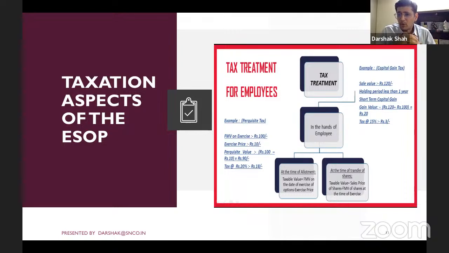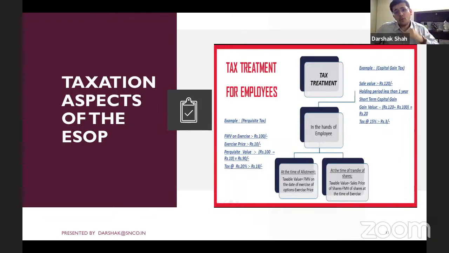Now, a very important factor which is often not looked into: let's say I have received the shares as an employee, and I have paid some exercise value for it. Now when I sell into the market, what is going to be the cost? The cost, of course, is that I have paid 20, but what am I paying perquisite tax on? Perquisite tax is on 100 rupees, which is the fair market value, minus 20. So 80 rupees is where I'm paying taxation as a perquisite tax.